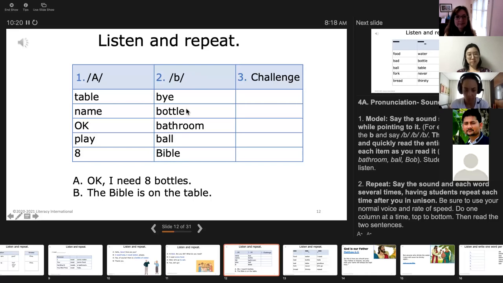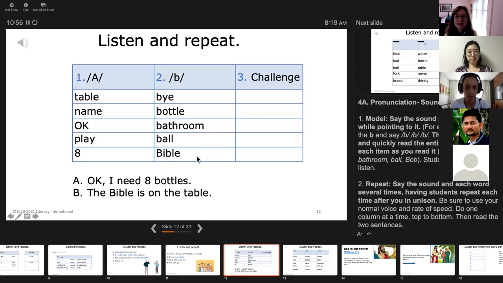Buy, bottle, bathroom, ball, Bible. All right, very good. And so also remember, we're just focusing on this particular sound. And if they're having trouble with other adjacent sounds in those words, we don't need to correct that right now. We're just making sure that they're saying the B part of the word.